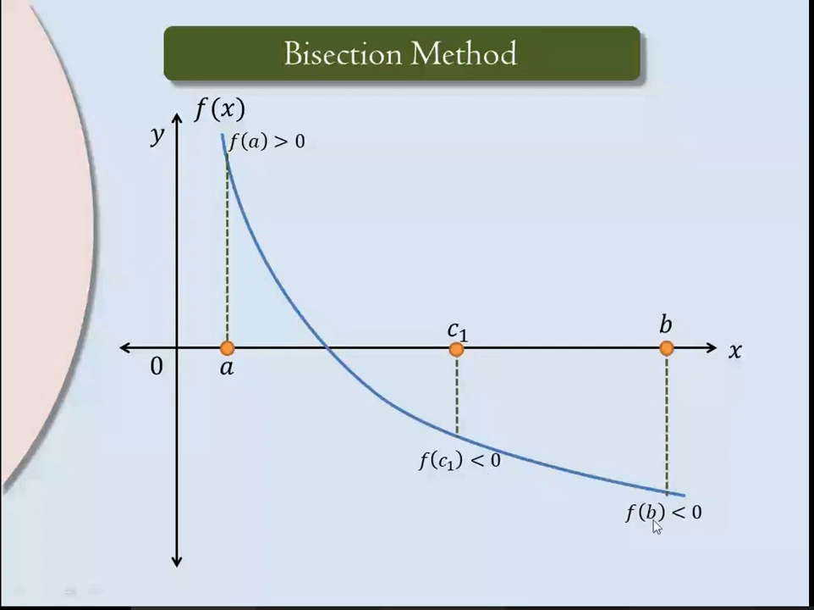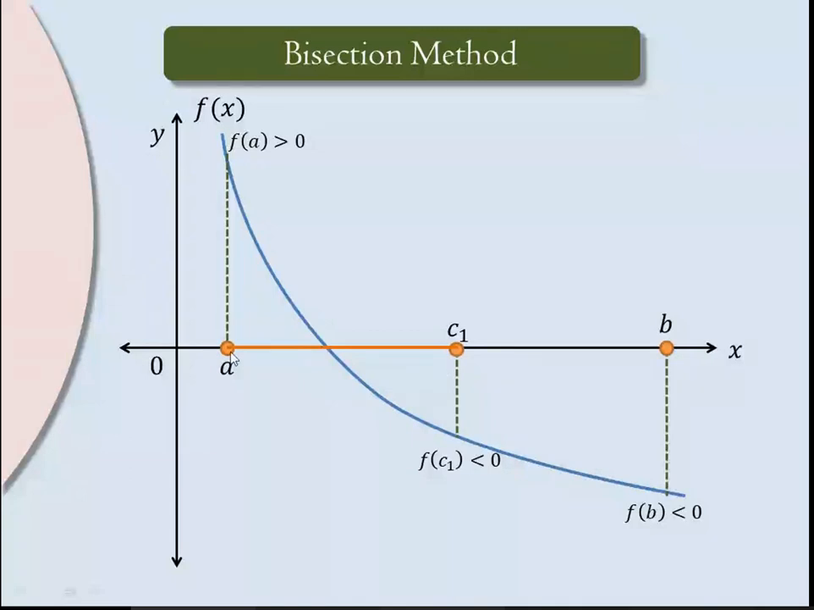This is negative, so their product cannot be negative. This is positive, this is negative, so the product of these two is negative, or these two have opposite signs. So the new interval will be a to c1. Whichever functions have opposite signs at those 2 points, that will be the new interval.